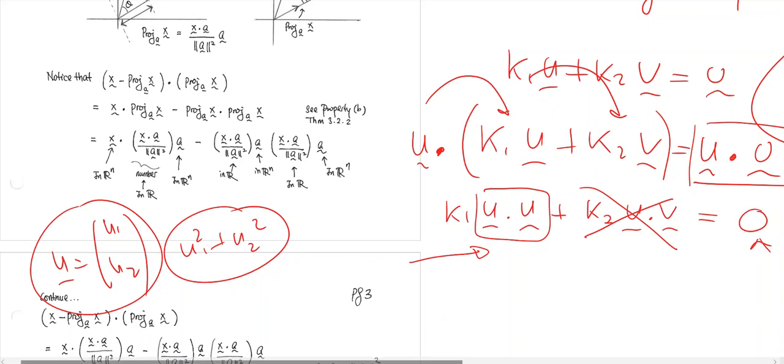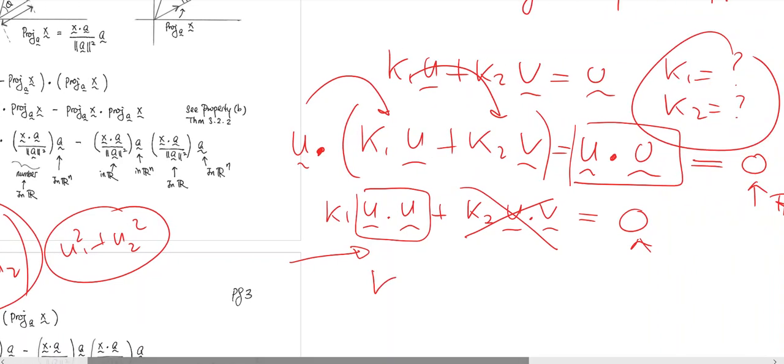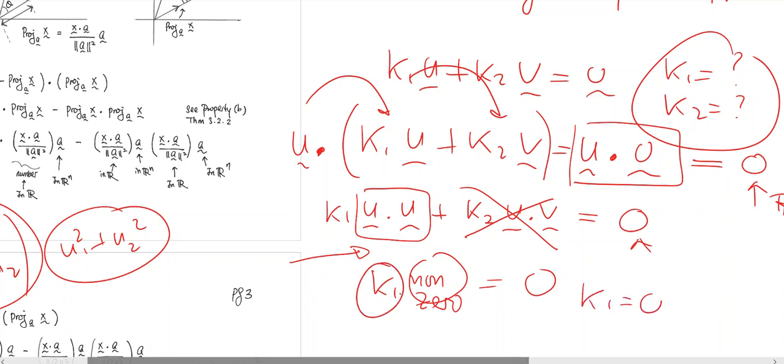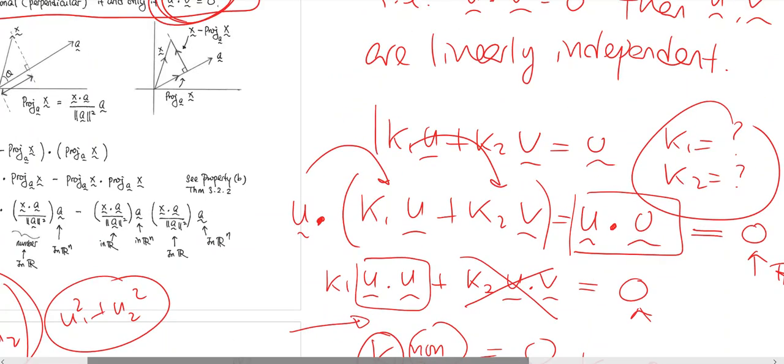So back to here, you have k1 times a non-zero number equal to 0. So this is a non-zero number. That means if you have two numbers, one of them non-zero, multiplied together to get the number 0, your k1 has to be 0. So now we know that if you have this thing set up, your k1 actually has to be 0.